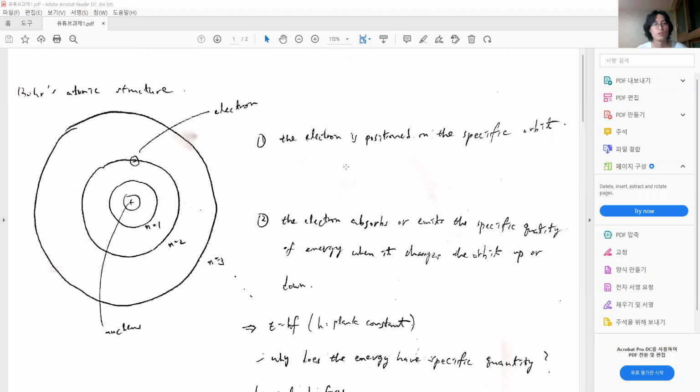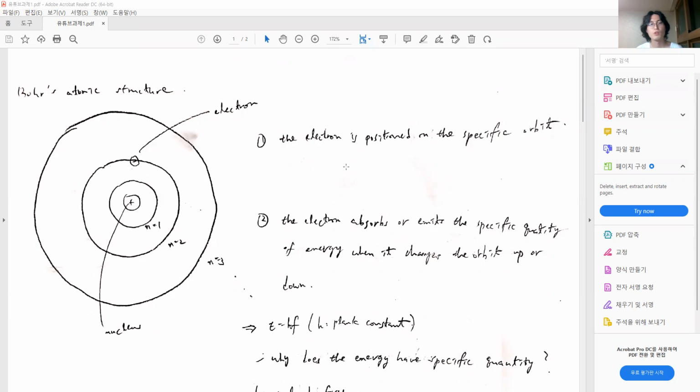In this section, I will explain about the Bohr's atomic structure. The Bohr's atomic structure is similar to the solar system, which means that in the center of the atom, there is a nucleus, and the electron is orbiting around the nucleus.